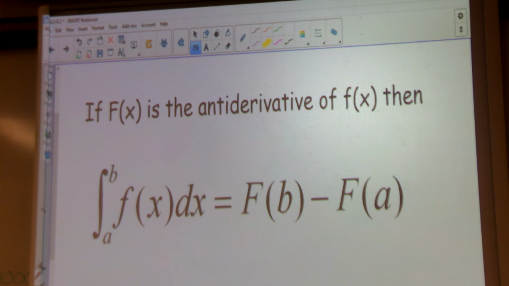The most important theorem we do all year. Some would call it fundamental for calculus. Good one. I don't know. Yeah. But this is part of it.